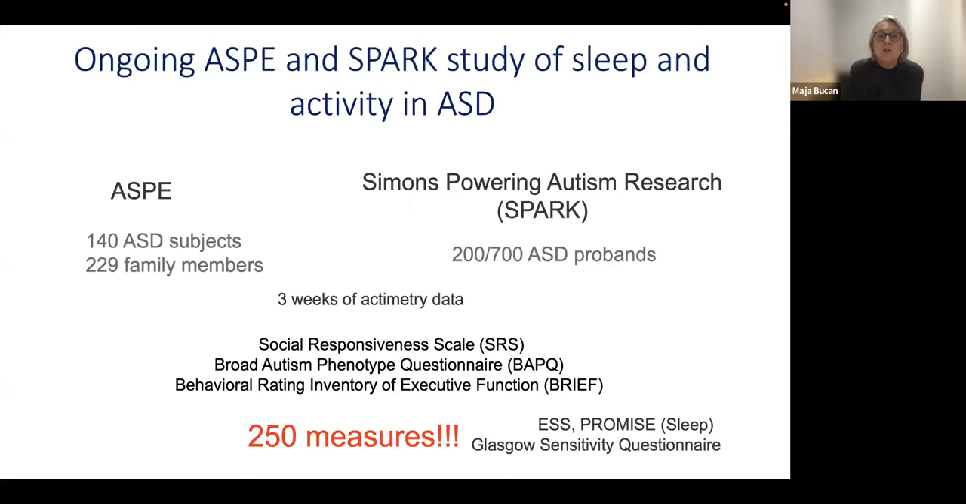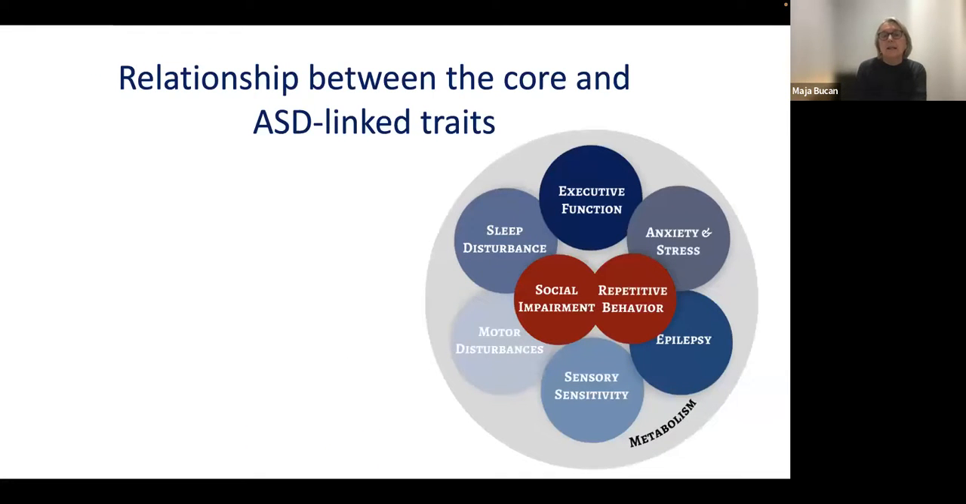sensory sensitivity. So altogether, for each individual, we have approximately 250 measures, and we are using very sophisticated machine learning methods to prioritize traits and identify traits that are particularly relevant to autism. But going back to that question, why do we need all these questionnaires? I will go back to the slide that I showed you before. In the long run, we would like to learn more about the relationship between social impairment and sleep disturbances and anxiety and executive function.